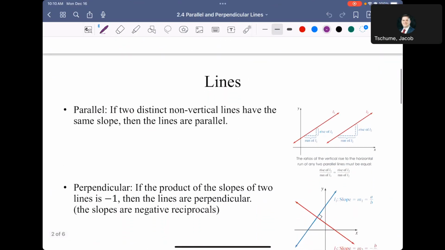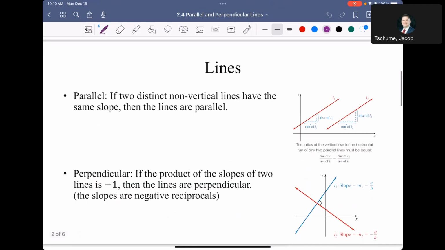So what I want to talk about first is, while we've already done a couple of videos on lines, what I want to look at next is how do you know if two lines are parallel to each other or if two lines are perpendicular to one another. So let's start with what I think is the easier of the two, and that is parallel.